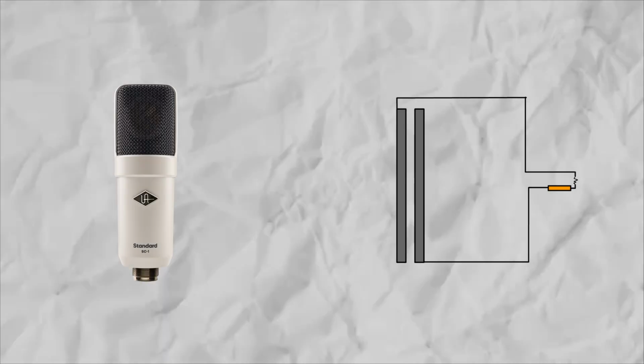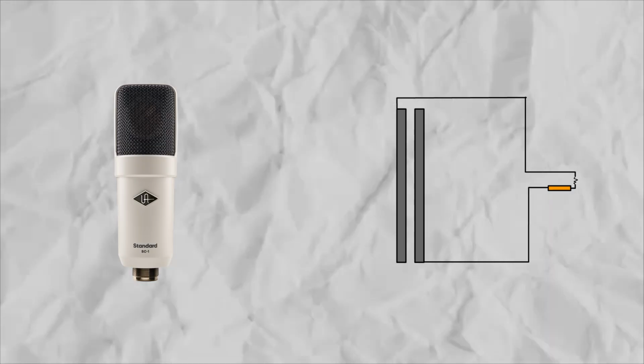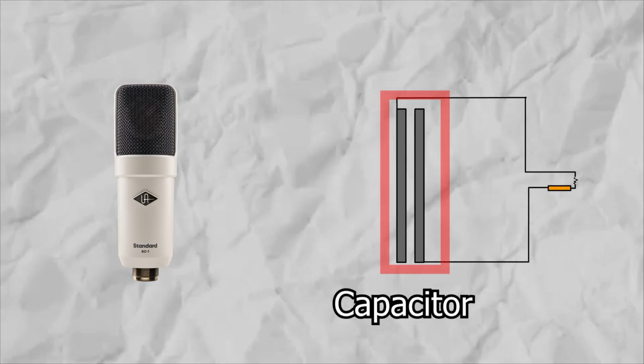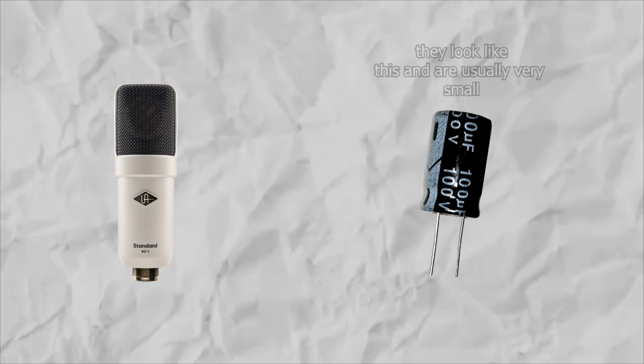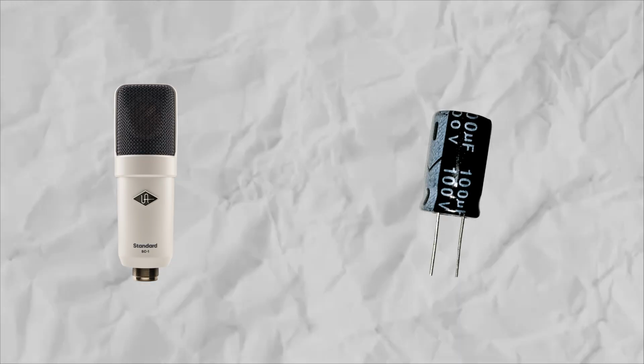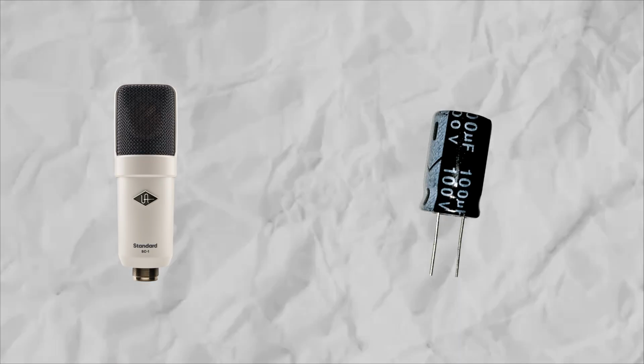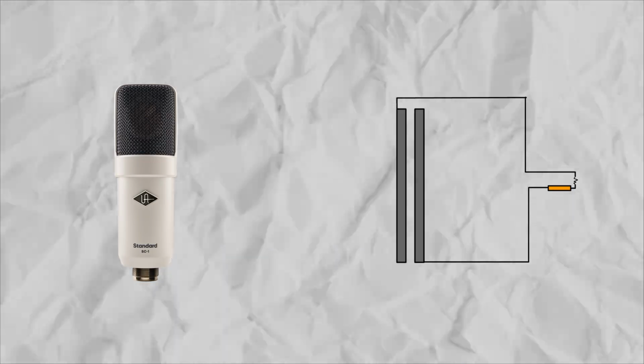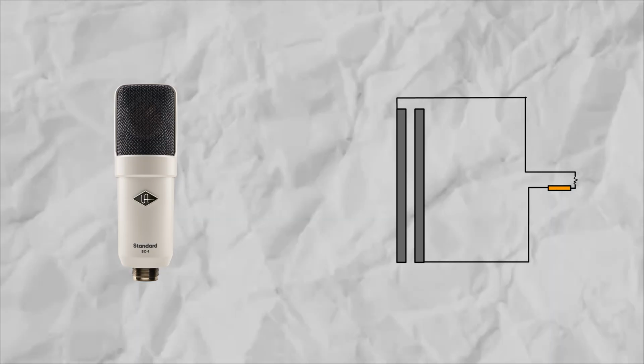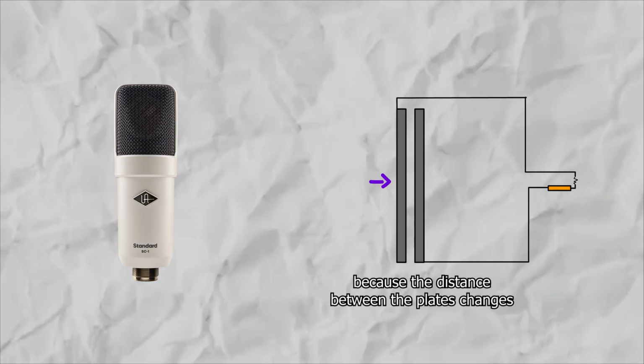In a condenser microphone, that diaphragm is one plate of a larger component called a capacitor. What you need to know about capacitors is that, when powered, the distance between their plates changes the voltage across the capacitor. So the logic here is similar. The movement of that plate produces a varying voltage.